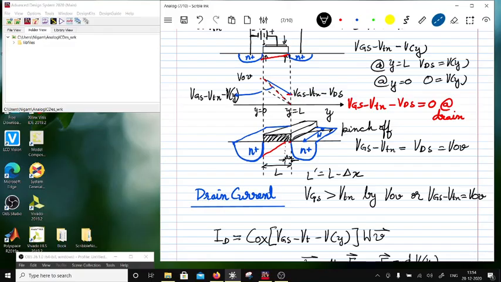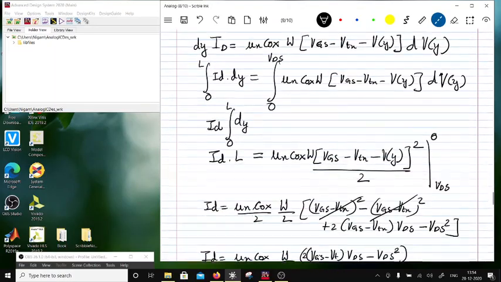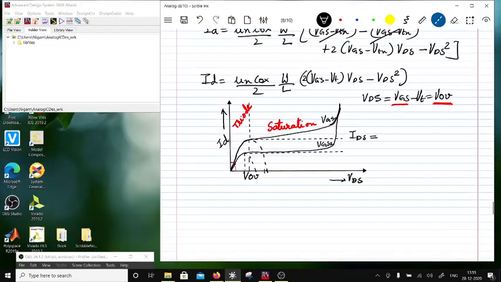So now what is going to happen is, first of all, the channel with a smaller VGS is going to be less deep, and if the channel is less deep, then delta X is going to be less. Because of that, if you have a smaller VGS, this slope is going to be smaller, right?